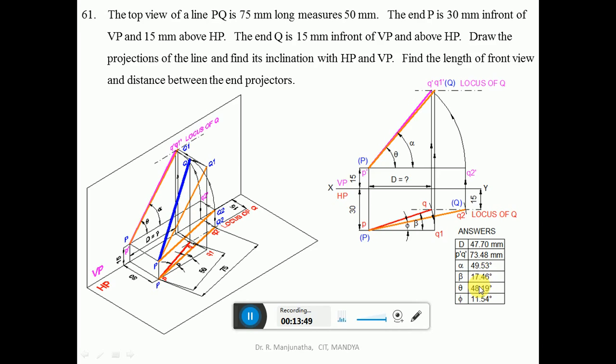So this is how we will be able to draw the solution in the sketchbook. So this is the final solution, what is expected in the examination. Now we are going to analyze it stepwise.